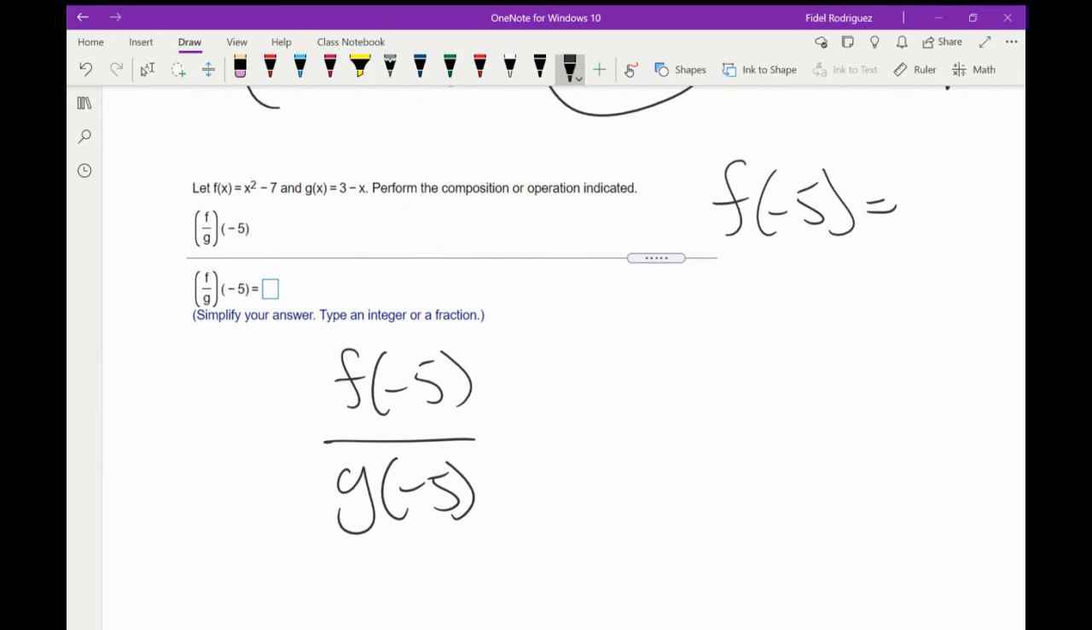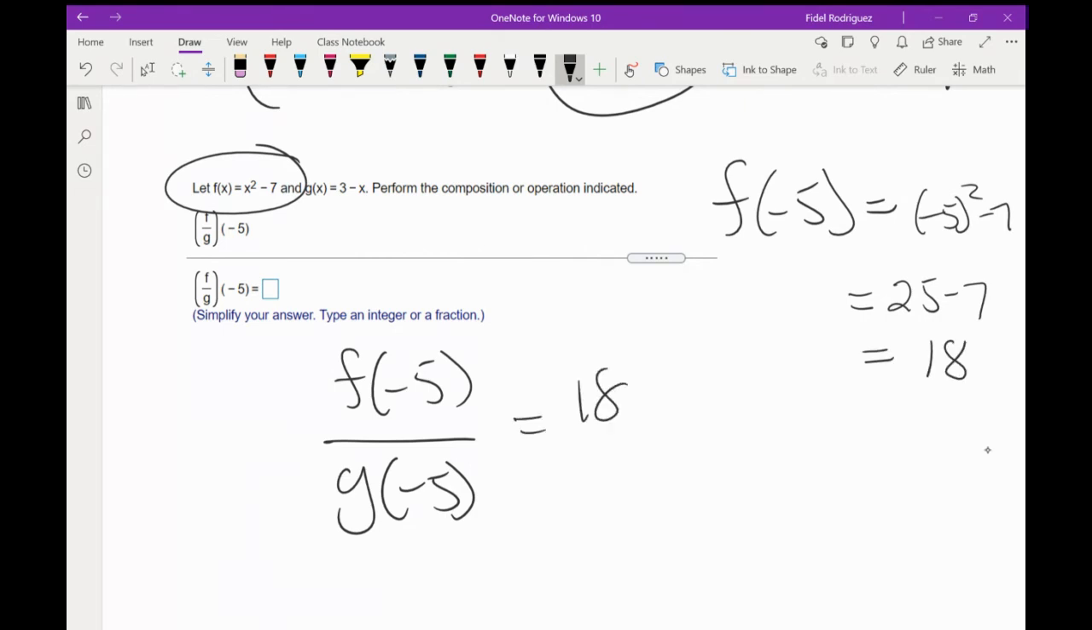Okay, f of negative 5. So I'm going to come back to this function here. Negative 5 squared minus 7. What is negative 5 when I square it? Anybody know? 25, good. And 25 minus 7 should be 18. So here upstairs on the top, we got 18.